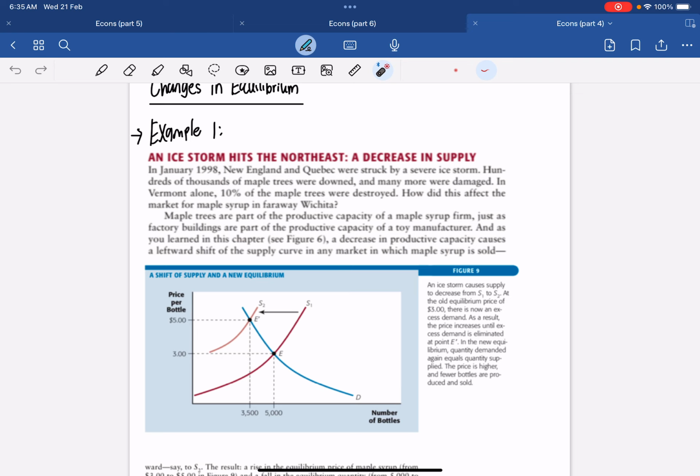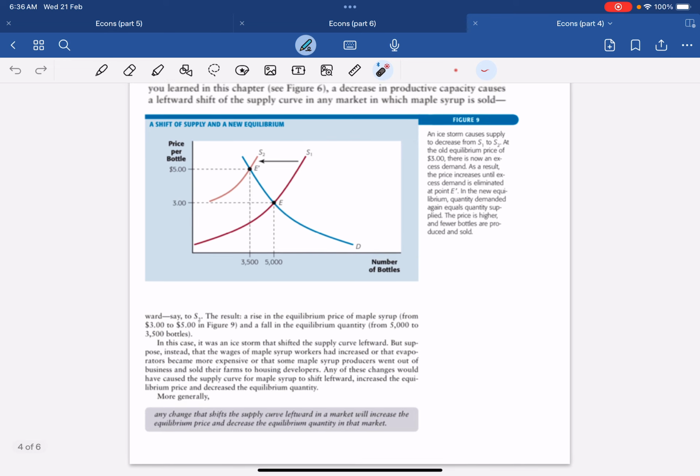In this case, because there's a decrease in supply, we can see that the quantity will of course be less, and when the quantity is less, then the price will increase as well. So if you want to just see the effect of any changes, we just draw the graph and you should be very easily able to tell whether the price increases or decreases, whether the equilibrium quantity increases or decreases.